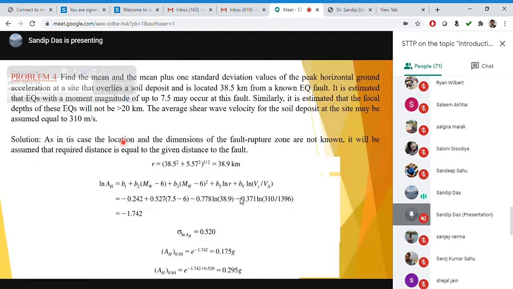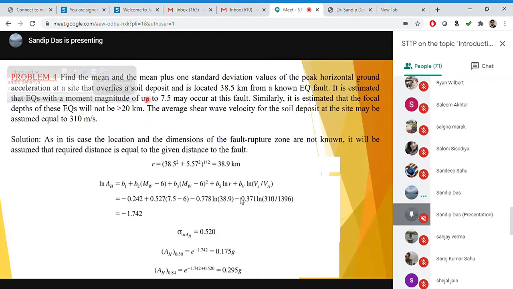So it says that this complete physics is there. It says very clearly: find the mean and median plus one standard deviation values of the peak horizontal ground acceleration. So it is talking about the intensity measure. Read it that way. It is asking you to find the intensity measure given the earthquake properties, only magnitude and distance.